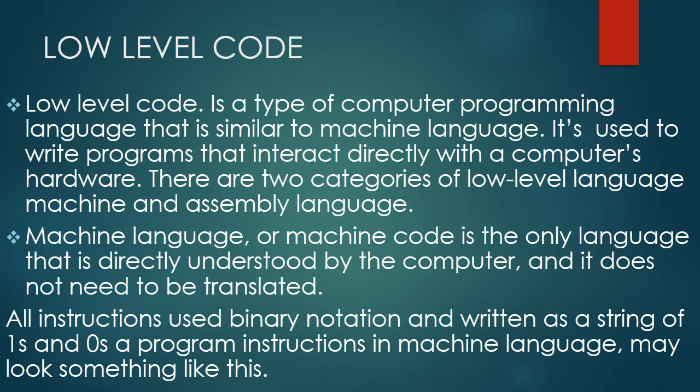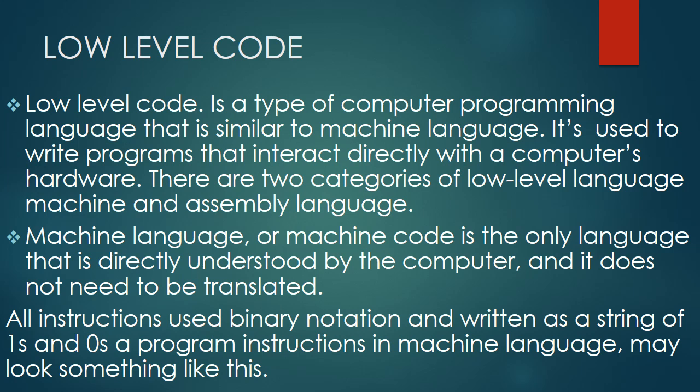Low-level languages are programming languages that are similar to machine language. Most times, machine language only understands 1 and 0 in order to interact with the hardware of the computer system. It is used to write programs that interact directly with computer hardware. We have two categories of low-level languages, which are known as machine code and assembly language. So whenever we hear of machine language and assembly language, they are referred to as low-level language.